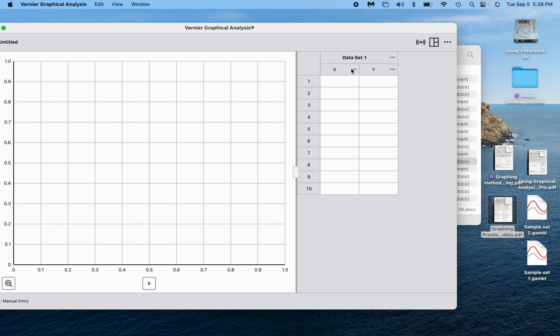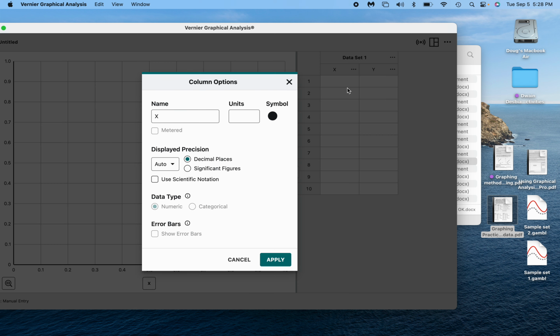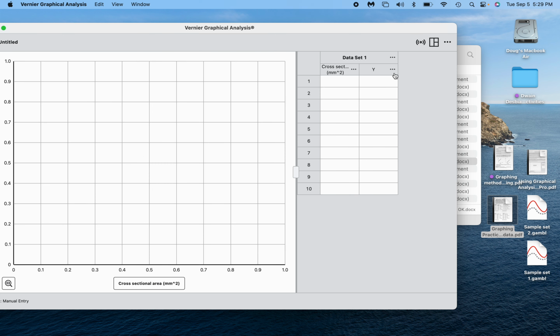The x-axis is going to be cross-sectional area. So column options, cross-sectional area. The units are millimeters squared. Now there's no superscript or subscript button, so the way you show a superscript is to put a caret. That's you hit shift and the number 6 on your keyboard, and then a 2, so that says that it's squared. Again, with this one, I don't think I need any decimal places. I'm not that concerned about the displayed precision at this point. So I'm going to apply that.